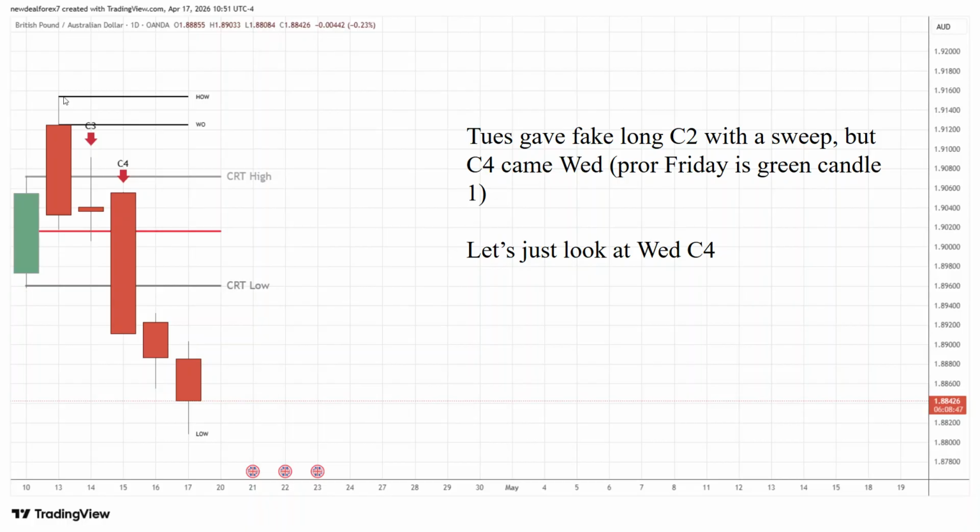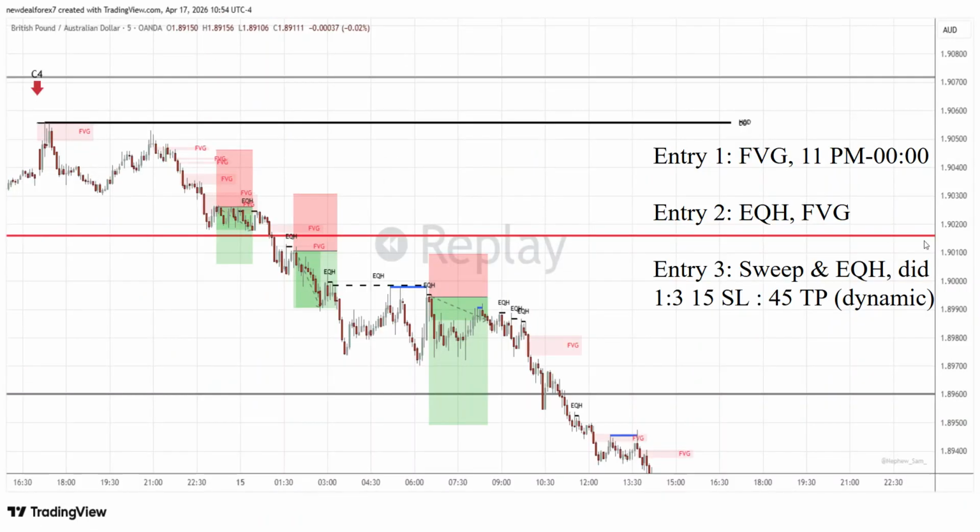But the real play was playing off this high of the week and then just looking for moves to the downside. So let's take a look at this candle four, because this consolidation really isn't worth looking at. So here's candle four, 5-minute chart.